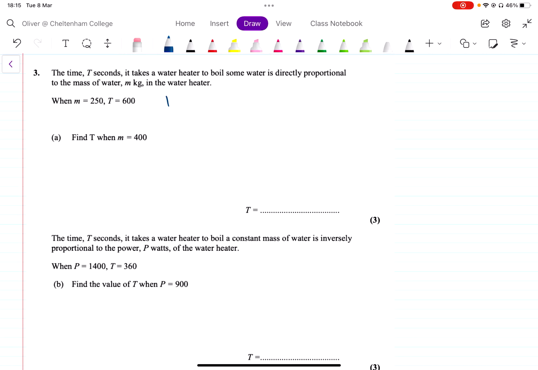The time it takes some water to boil is directly proportional, so k times the mass. So 600 is k times 250. So k is 600 over 250, which will simplify somewhat. So I just do 600 over 250 on my calculator. So k is 12 over 5.